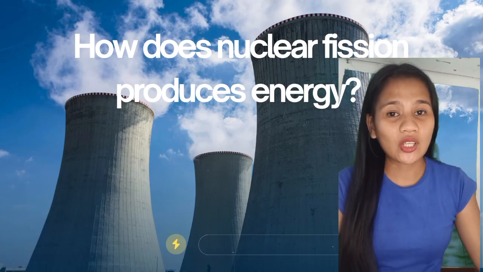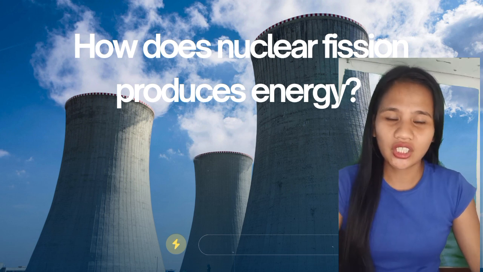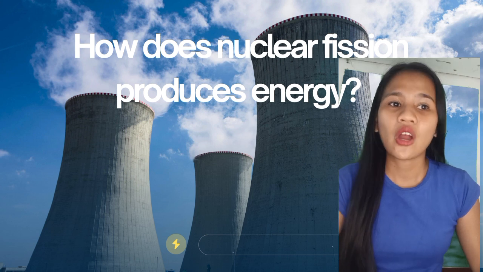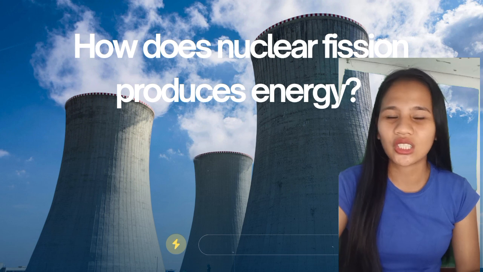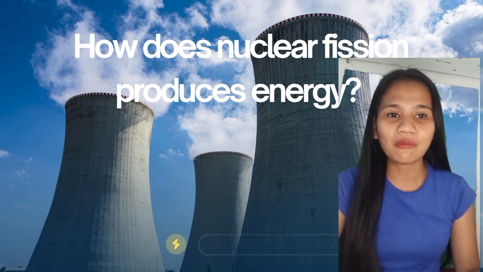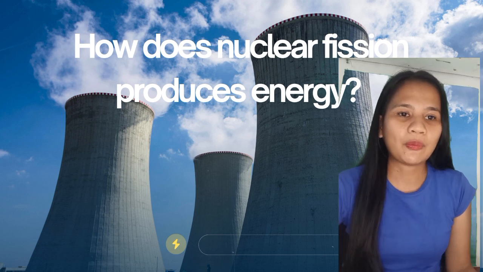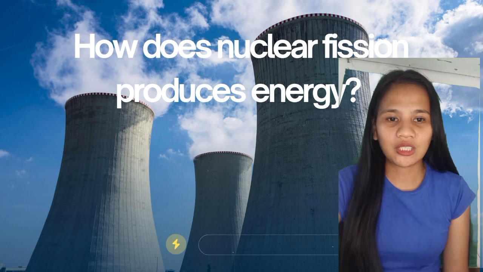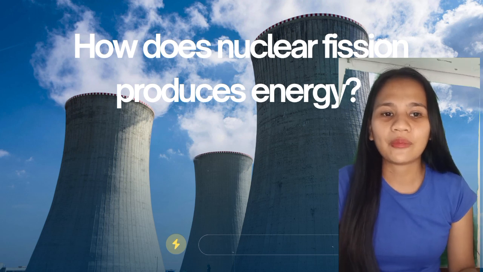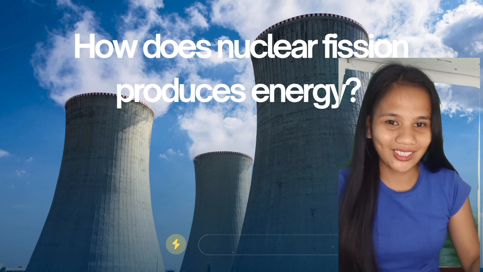One of the most common questions about nuclear fission is how it produces energy. The energy released during nuclear fission comes from the mass defect. After fission, the total mass of the products is slightly less than the original mass of the nucleus. This missing mass is converted into energy using Einstein's equation. Einstein's equation is represented as E = mc², where E is energy, m is mass defect, and c is the speed of light. This explains why even a very small amount of mass can produce an extremely large amount of energy.